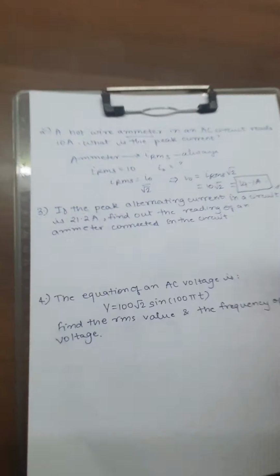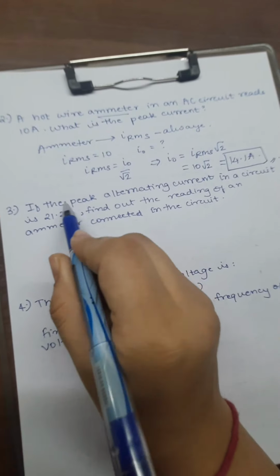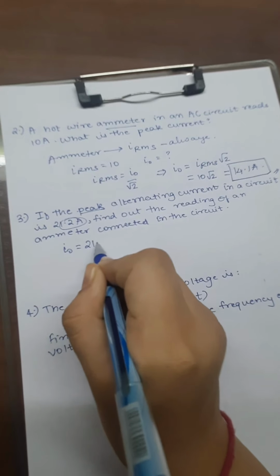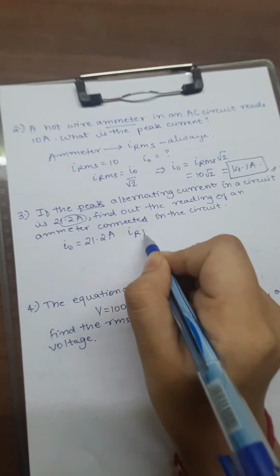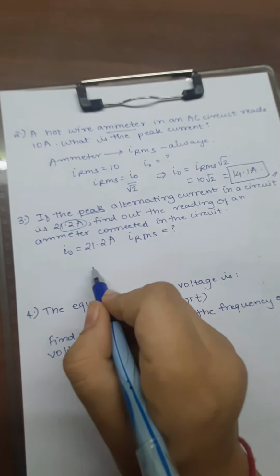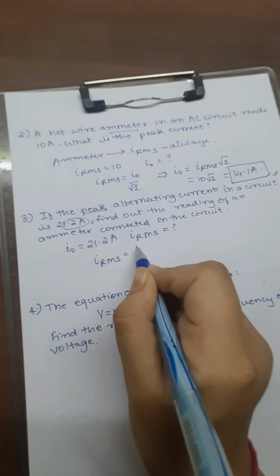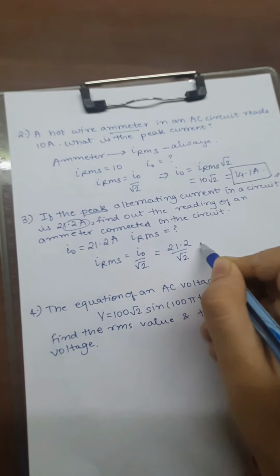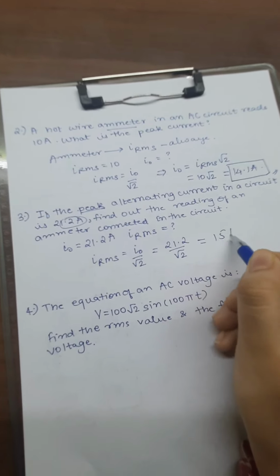The third question is, if the peak alternating current in a circuit is 21.2 ampere, find out the reading of an ammeter connected in the circuit. Similar to the previous question, here the peak value is given, that is I naught is given 21.2. Now we have to find I RMS, which is easy because we know the formula. I RMS is equal to I naught by root 2, which is 21.2 by root 2, and the value is 15 ampere. You can use a calculator, you can just put the value of root 2.